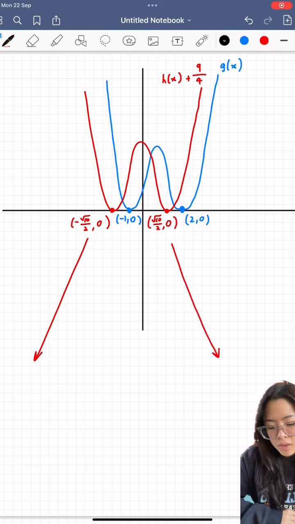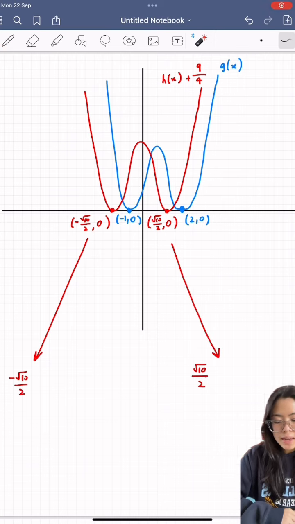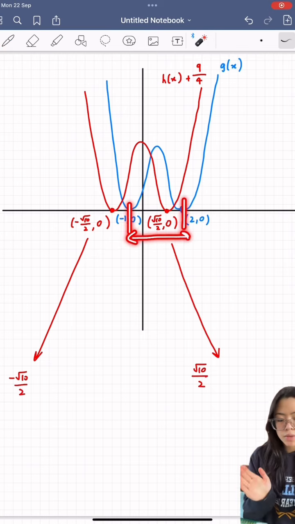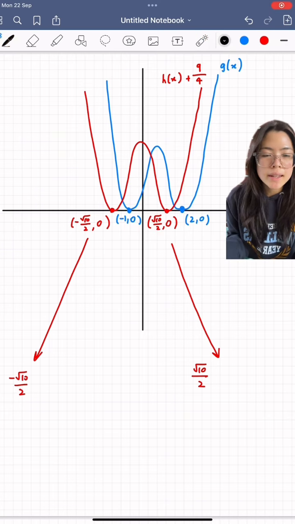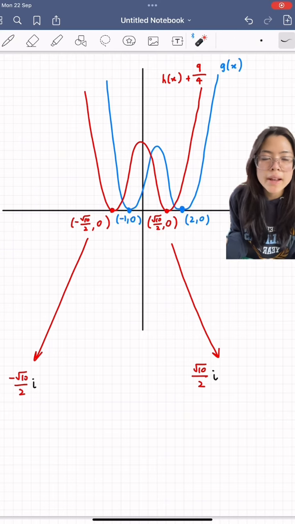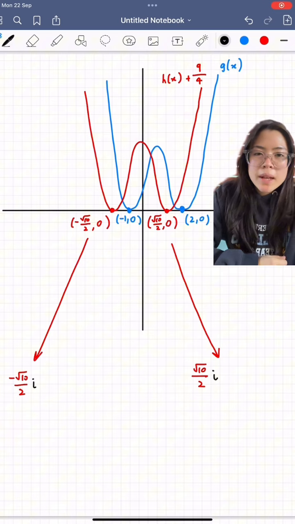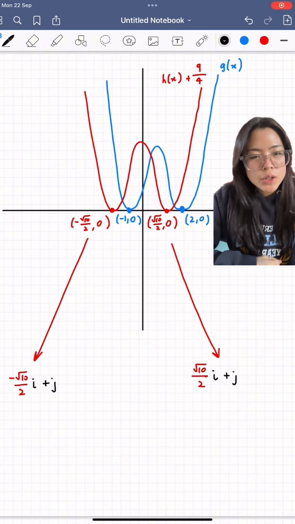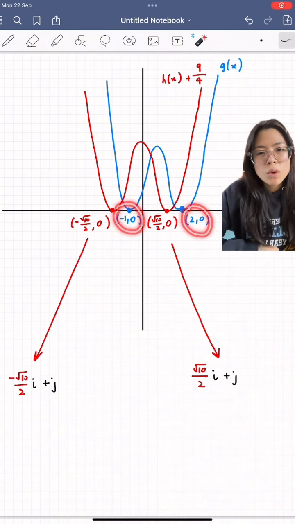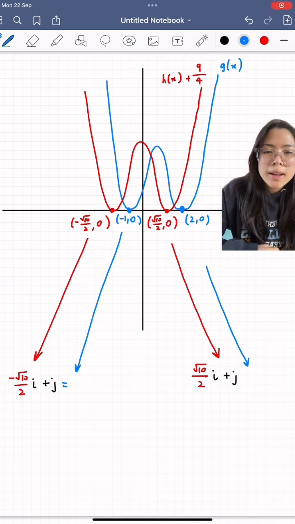Now the spacing of the local minima for our red graph needs to be the same as the spacing of that of the blue graph, so that's 3 units apart. This means we need a dilation by factor, let's call it i, on the x-coordinates of our red graph. Then we want to apply a horizontal translation by j units, so that the local minima coordinates of h become the same as g at -1 and 2.